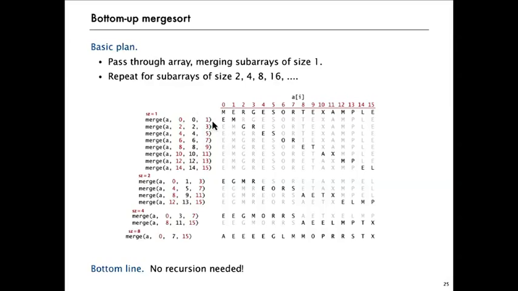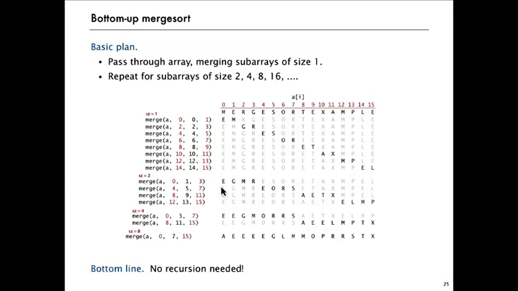So as you can see in this example, we start out by merging the first two subarrays of size 1 to make an array of size 2 that's sorted. And then do the same thing for the next two elements and the next two and so forth until eventually, instead of 16 individual elements, we have 8 sorted subarrays of size 2.